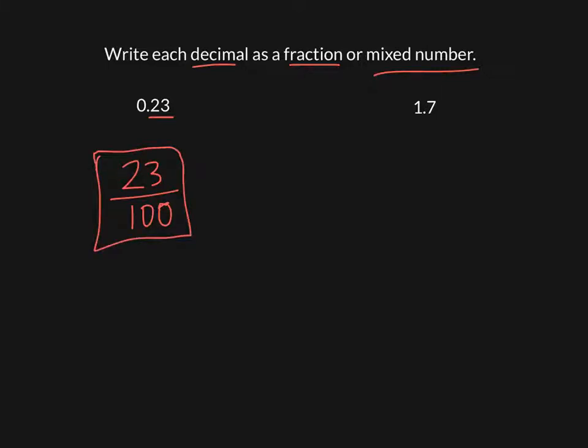so that's all I have to do for this one. Okay, now this one's going to be a mixed number because I see I have a whole. So I'm just going to start by writing my whole down. And now I have to look at my decimal piece. Now my decimal piece says 7/10.